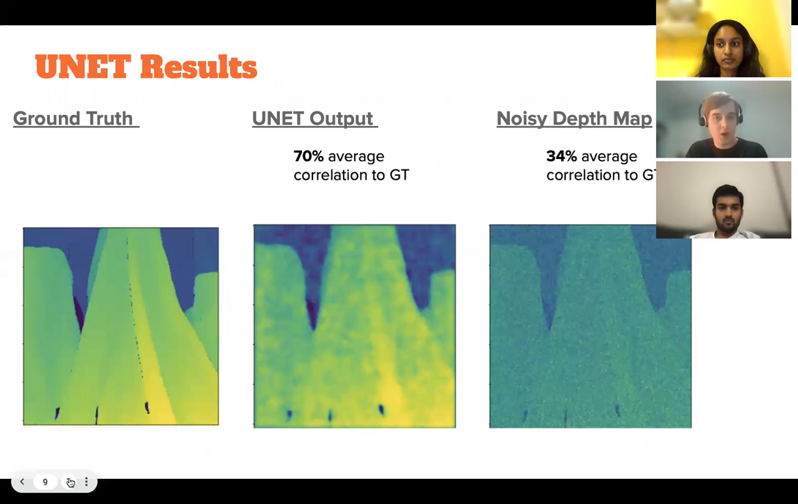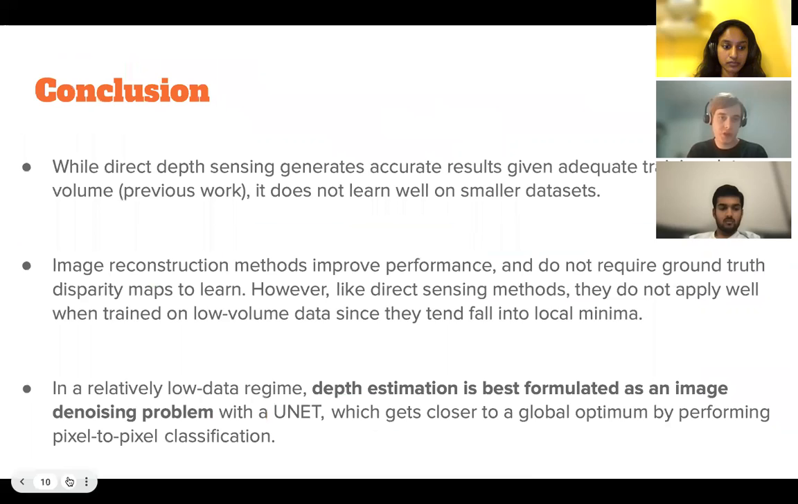The results are very promising. The UNet output indicates a 70% average correlation with the ground truth as compared to a 34% average correlation between the noisy depth map and the ground truth depth map that you want. This is a clear improvement in performance, and it also outperforms the other two networks that our project considers.